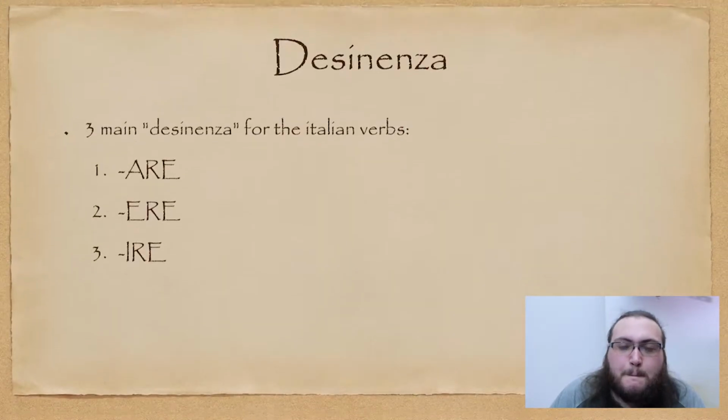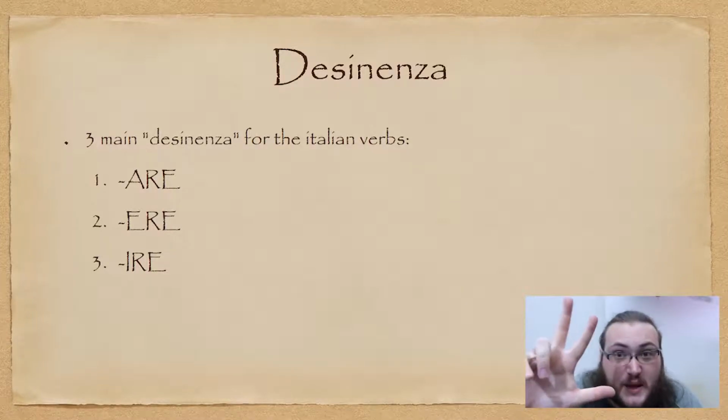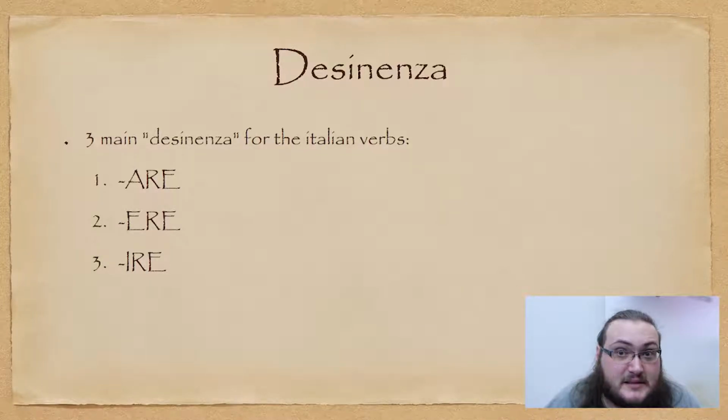Talking about verbs and base form verbs, we have in the Italian language three main desinenzas. Those three main desinenzas are are, ere, and ire. But what does it mean? This means that every single verb in Italian ends with one of these desinenzas: with are, with ere, with ire.